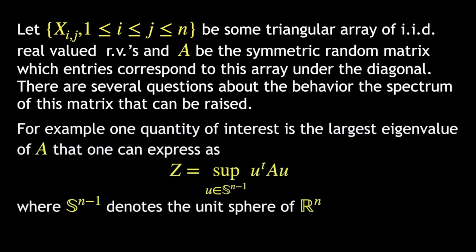And one of the issues that you would like to look at is simply the behavior of the largest eigenvalue of this random matrix. And you see that this largest eigenvalue, you can express it, of course, as a supremum over the Euclidean unit sphere of U transpose AU. So you see here that you again make appear a supremum over something, but for a quantity which is no longer linear with respect to U, but which is quadratic. So again, you would like to get some information on this quantity here.